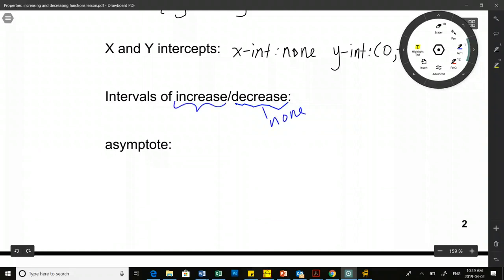And for increase, we'll say it's increasing, the y's are increasing for all x values. So we're just going to say x is an element of real numbers.